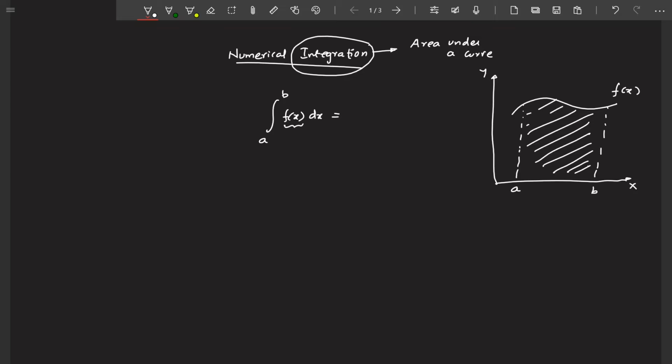So the question that comes at this point is, why do we need numerical integration? The thing is, in real life, this function is very complicated. Since it is very complicated, you cannot use the conventional analytical method to find the integration of this function. So that is why we need numerical integration. I hope everybody is clear at this point.